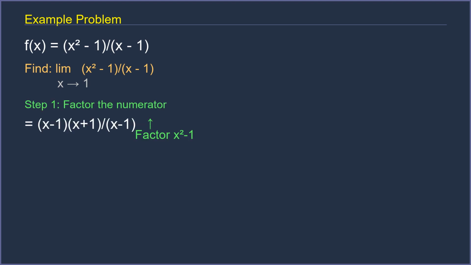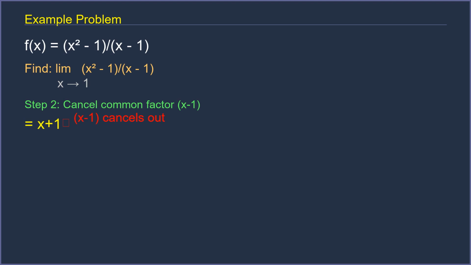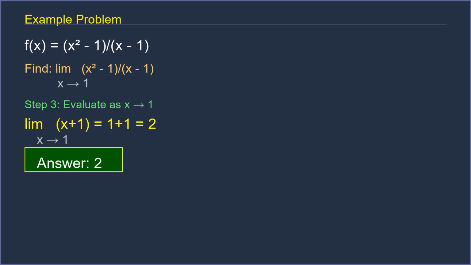But we can simplify by factoring the numerator as (x minus 1) times (x plus 1). We can cancel the common factor x minus 1 from numerator and denominator. This gives us x plus 1. Therefore, as x approaches 1, our function approaches 1 plus 1 equals 2.